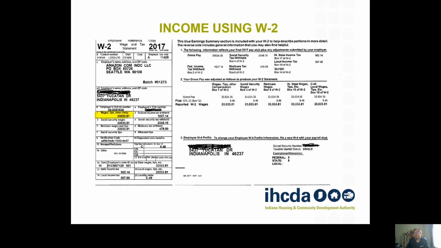But when you use W-2s, as you can see, box 1 gives you very clearly the wages, tips, and other compensation, and that is the number that you are going to use. The advantage of W-2s is that it's very simple. The disadvantage is that once you get out to April 15th, you're looking at the total income for the entire past year, and you don't know if that person's pay, salary information, and employment is still the same.